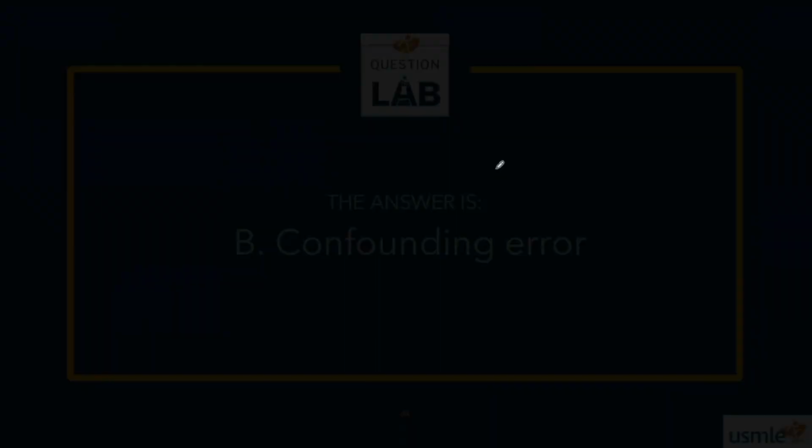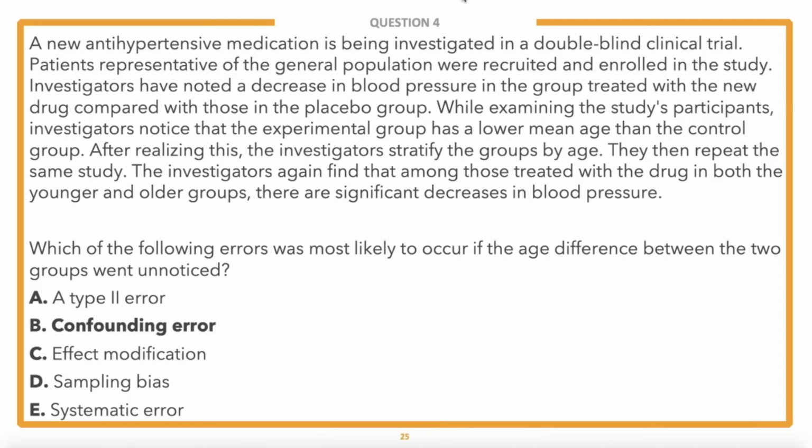Dr. Titus. Thank you, Shan. So another tough question here. It's all about the terminology, understanding what does confounding error really mean? What does sampling bias really mean? What does effect modification really mean? So that's what this comes down to.